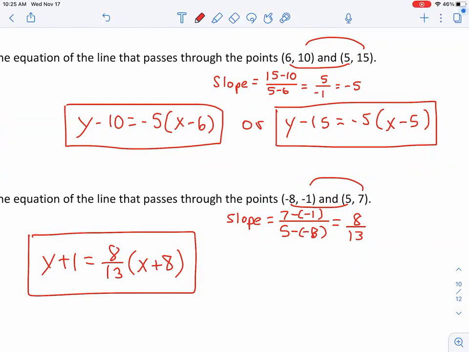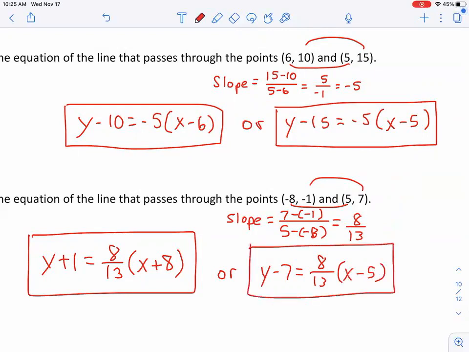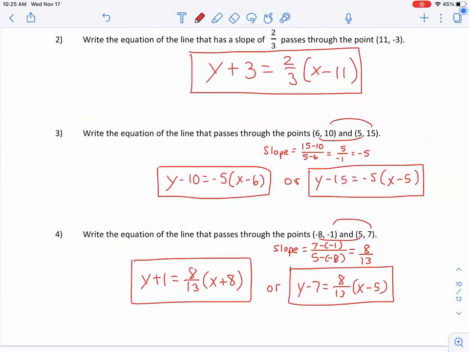Okay, but that's only one possible answer. You also could have used 5, 7 as a point as well. So if I wanted to use 5, 7 as a point, then that would be y minus 7 equals our slope, which is 8/13, times x minus 5. Okay, either answer, you do not have to give both of them.